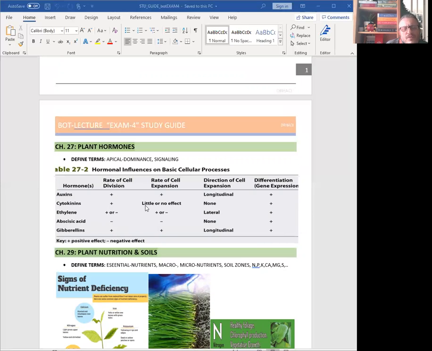Ethylene is the only gaseous hormone, which can be used in fruit ripening. And ABA is the only one which can cause seeds to go dormant, and this dormancy can then be broken using gibberellins. So these are plant hormones, chapter 27.